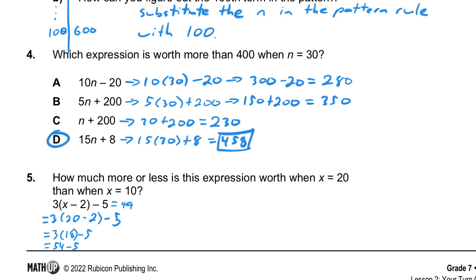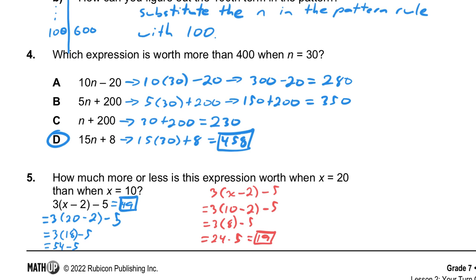In red, I'm going to have x equal 10. So I'm going to write the whole thing again. 3 times x minus 2 minus 5. And now I'm going to substitute the x with a 10. 3 times 10 minus 2 minus 5. So here we have, in brackets, 3 times 8 minus 5. Notice I'm going one step at a time. 3 times 8 is 24. Minus 5, which equals 19. So that was the final for that, and 49 was the final for this.